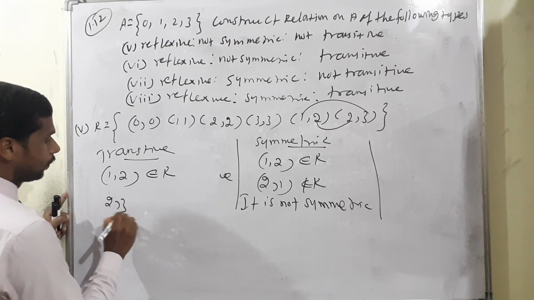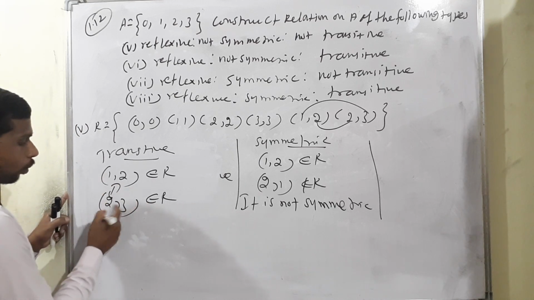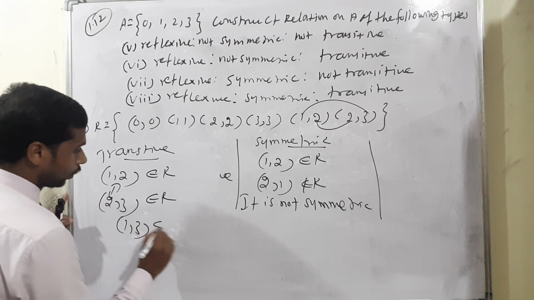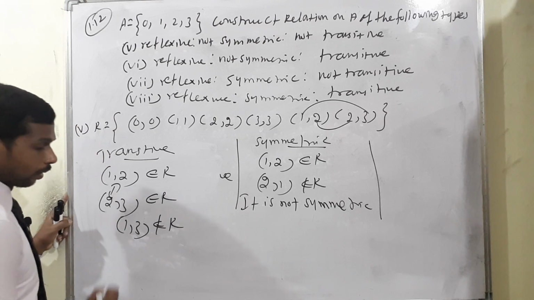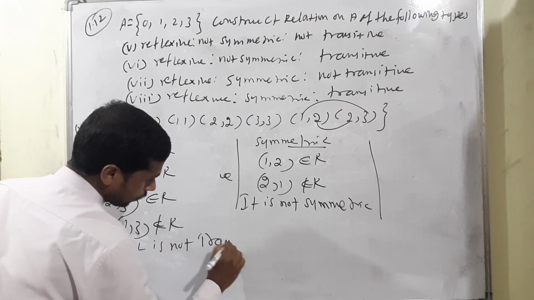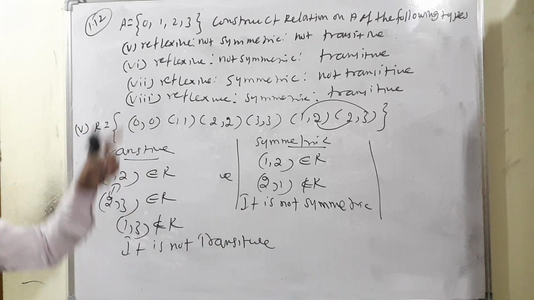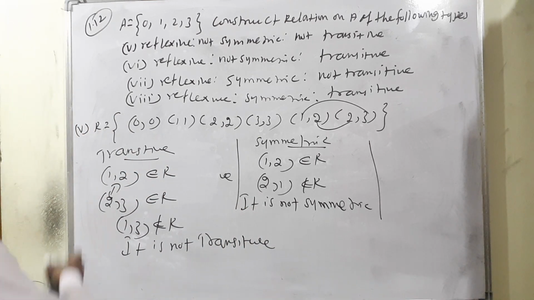Therefore, 1 comma 2 belongs to R. At the same time 2 comma 3 also belongs to R. This is the connected pair, means 1 comma 3. 1 comma 3 does not belong to R. Therefore, it is not transitive. Okay, subdivision 5 is over. I am moving to subdivision 6.